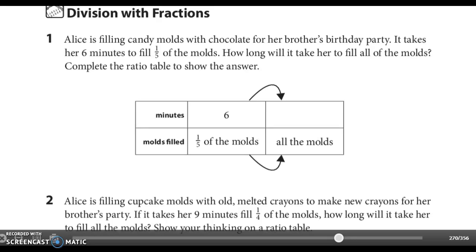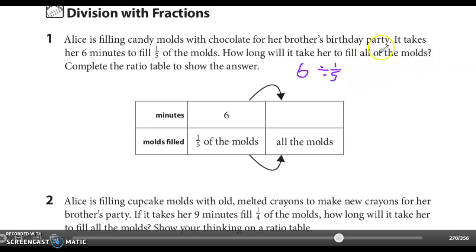Okay, so number one, Alice is filling candy molds with chocolate for her brother's birthday party. It takes 6 minutes to fill 1/5 of the molds. How long will it take her to fill all of the molds? Complete the ratio table to show the answer. So if you had to write an equation for this, this would look like 6 divided by the fraction 1/5.